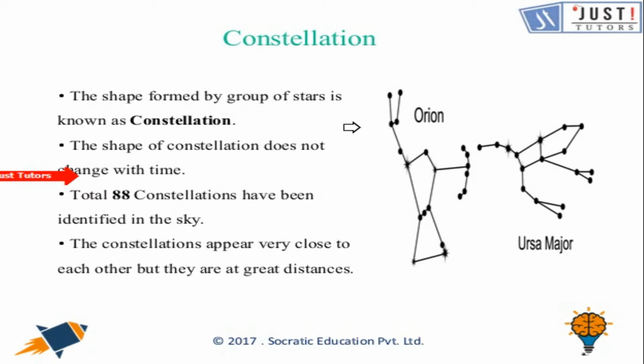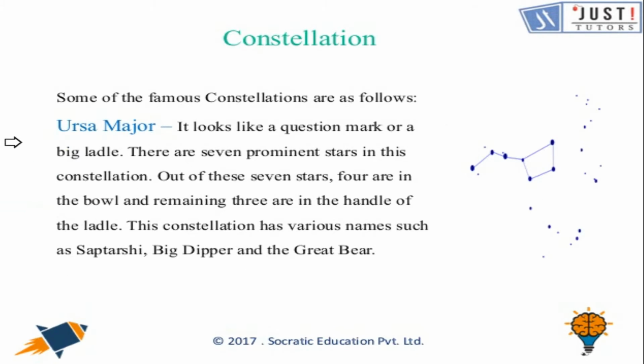So let's move forward and discuss a few famous constellations. The first one is Ursa Major. Well, this is a constellation that can be seen in the northern hemisphere and a part of the southern hemisphere. There are 7 prominent stars in this constellation, and this constellation has different names such as Saptarishi, Big Dipper and the Great Bear.